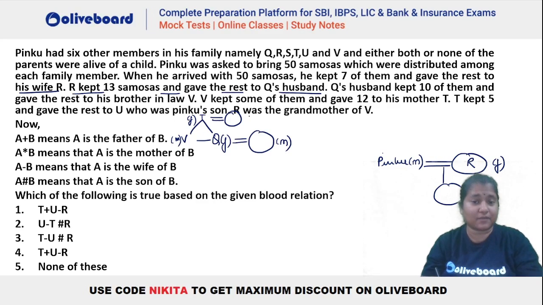Pinku's son here. P was the grandmother of V. So you can see P has to be the grandmother of V. That means P has to be somewhere above T. So that means T has to be in the second generation, isn't it? You can see we are getting something like this.